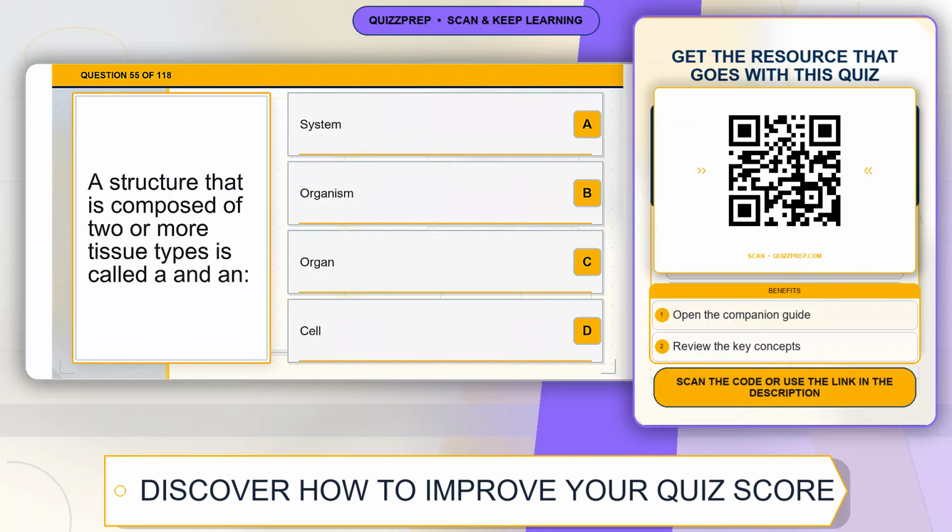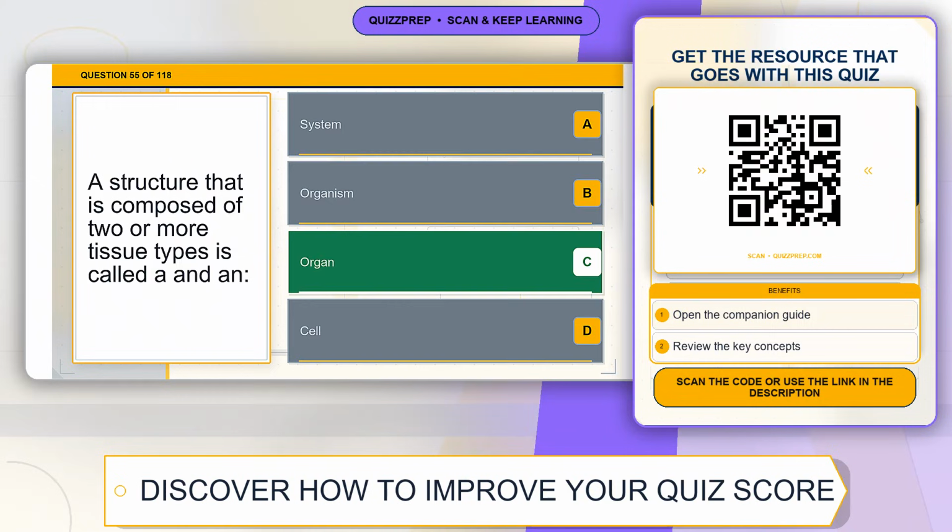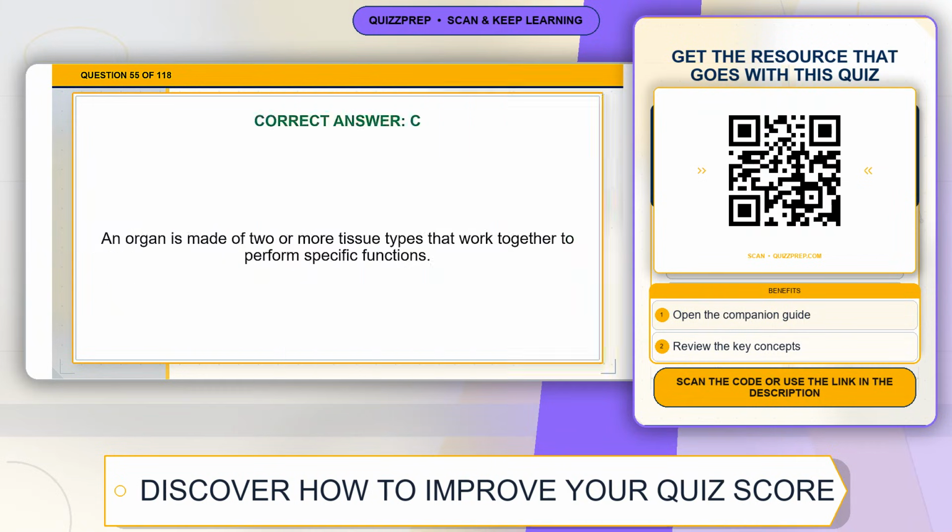Question 55. A structure that is composed of 2 or more tissue types is called a, and an: Option A, system. Option B, organism. Option C, organ. Option D, cell. The correct answer is option C, organ. Explanation. An organ is made of two or more tissue types that work together to perform specific functions.